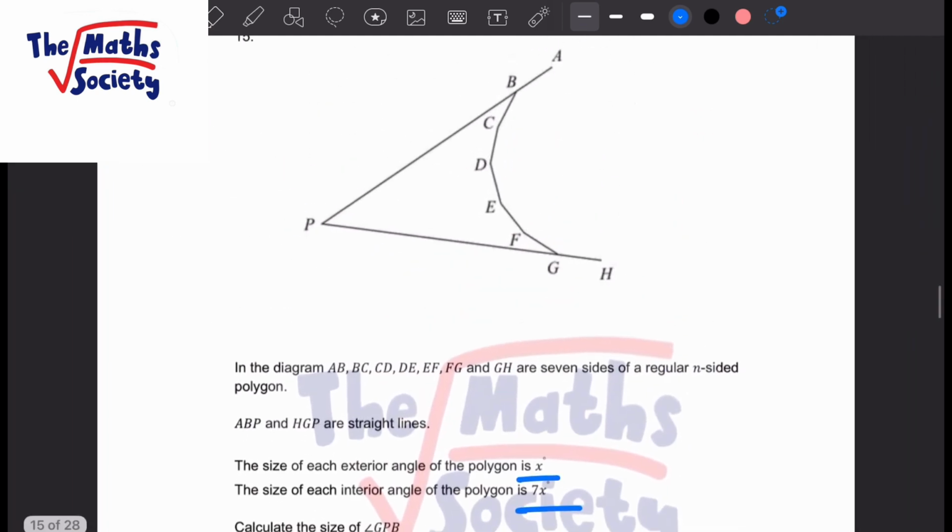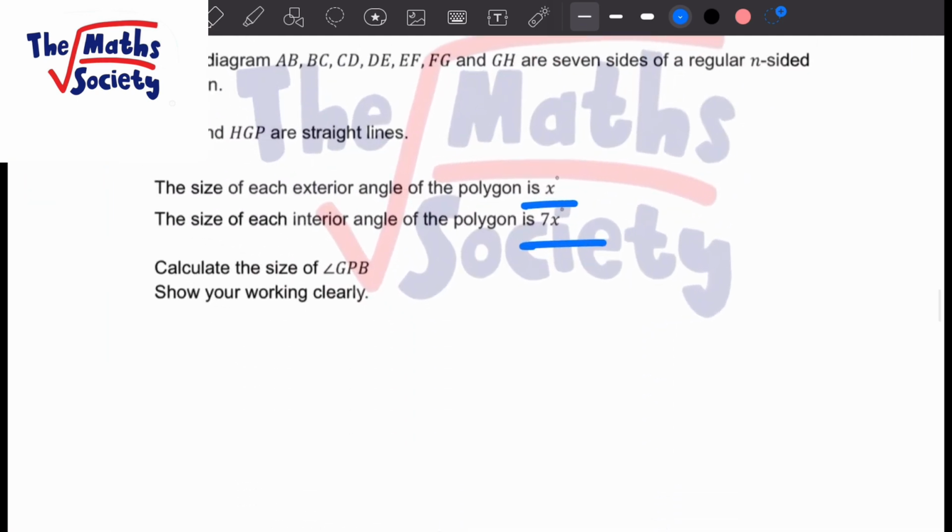So we can say that if we add x and 7x, that would add up to 180 degrees because it's the exterior and the interior. And you can just get x, which is 180 divided by 8, so that means x, the degree of x, will be 22.5.